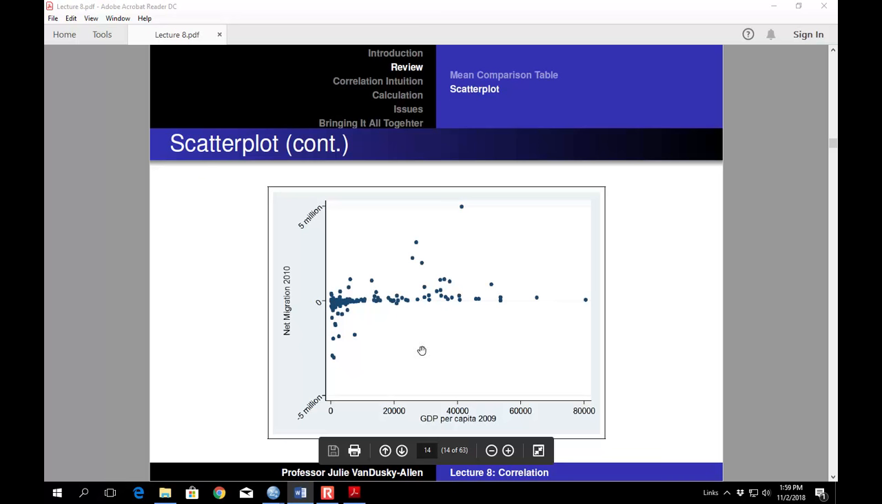Net migration, the dependent variable, is on the y-axis, and GDP per capita, the independent variable, is on the x-axis. The appropriate values are on each axis, and the dots represent the values of each observation for both variables. By just looking at this graph, you can see that as GDP per capita increases, net migration increases.